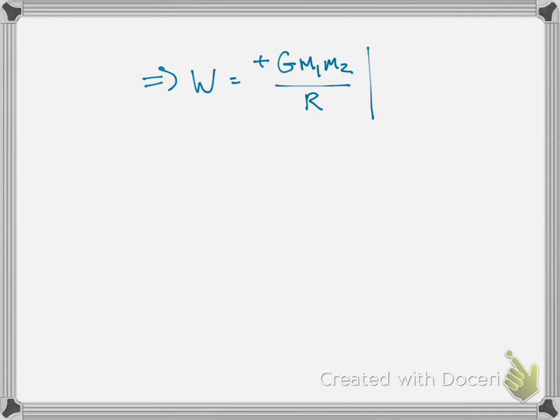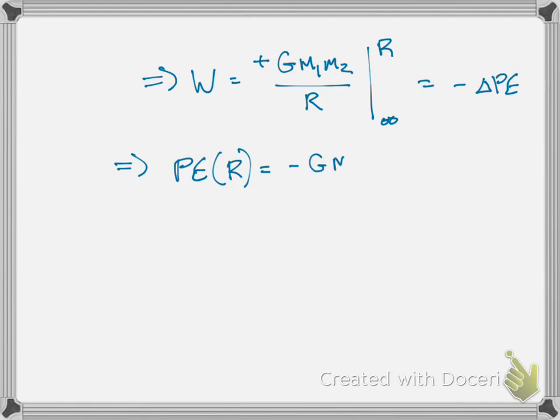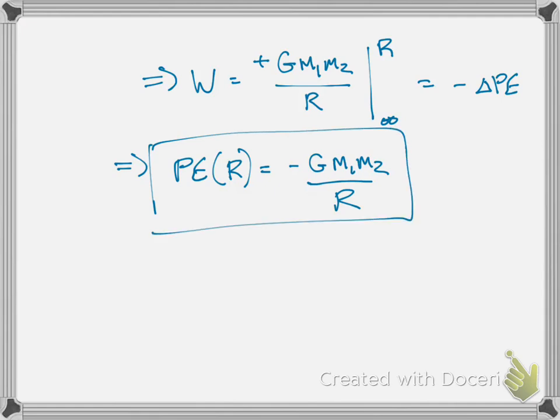We can even say from infinity to r, and we evaluate it, and so that's the work. And the work, remember, is minus the change in potential energy. So therefore, the potential energy at a position r is equal to minus G m1 m2 over r. This is the end result, where PE at infinity is equal to 0. So potential energy at a position r is minus GMm over r. Potential energy at infinity is equal to 0.